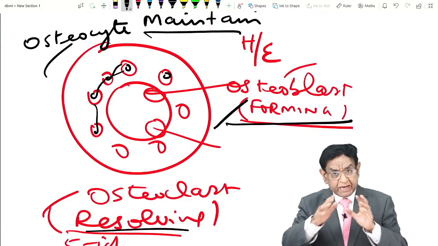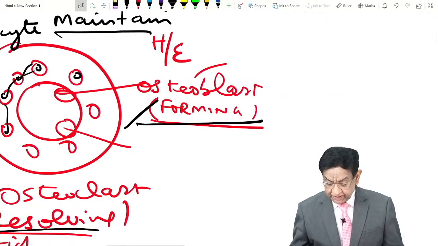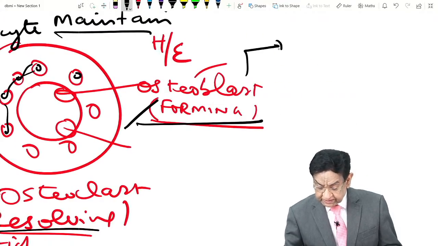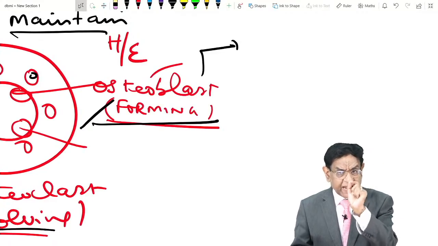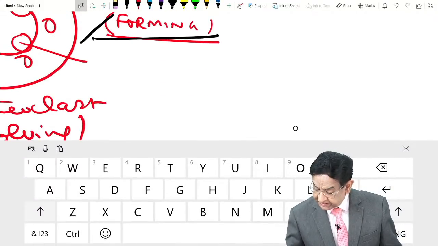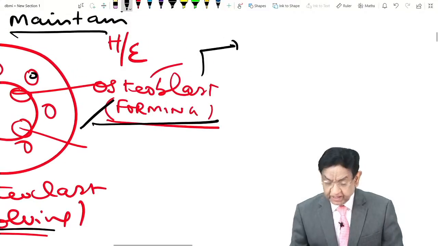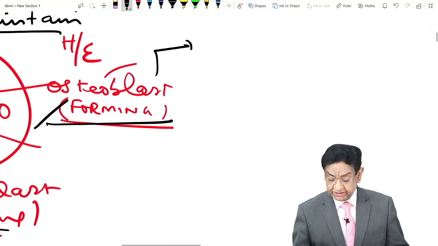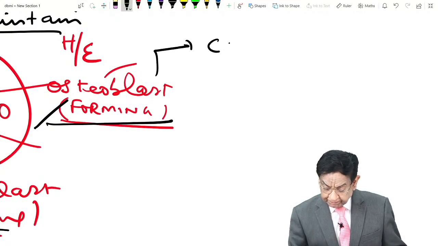Now, what are the clinical applications of this basic histology? Okay, well, this osteoblast is one of the questions. So when we do a bone scan, we integrate this histology with the radiology, or so-called radiotherapy. Okay, the clinical applications.